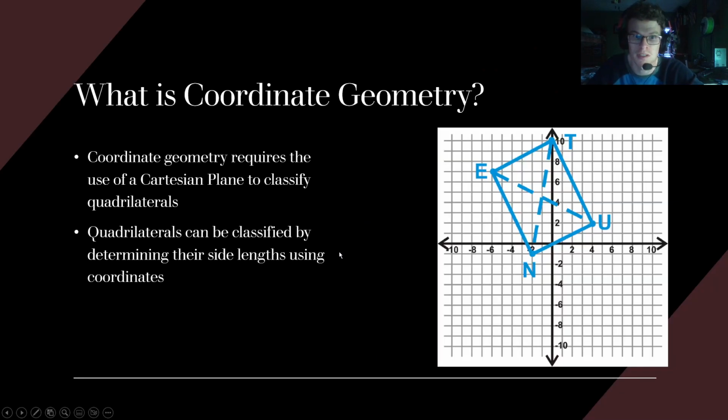So first of all, coordinate geometry, as you may know, requires the use of a coordinate plane. With this assignment, you're going to be using a coordinate plane to classify quadrilaterals, alright? Quadrilaterals can be classified by determining their side lengths using coordinates.